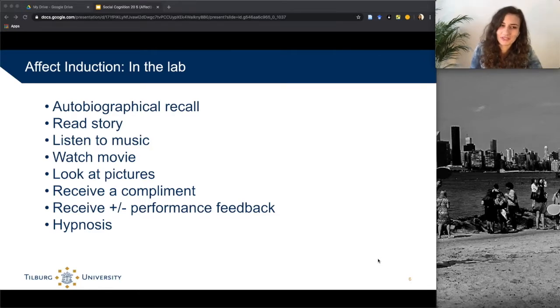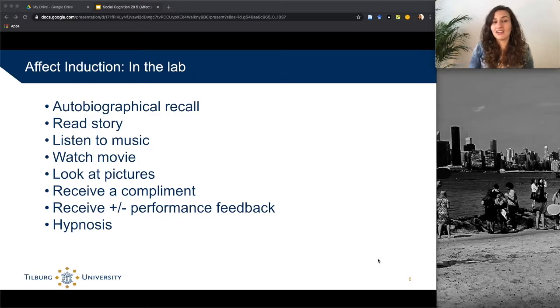And another way to go might be hypnosis, but whether or not we think that's actually a credible way to induce affect might be something interesting for you to research. But hypnosis is not often used. And like I said in the beginning, the more usually used inductions are things like autobiographical recall, or in fact watching movies and listening to music and looking at emotionally laden pictures.